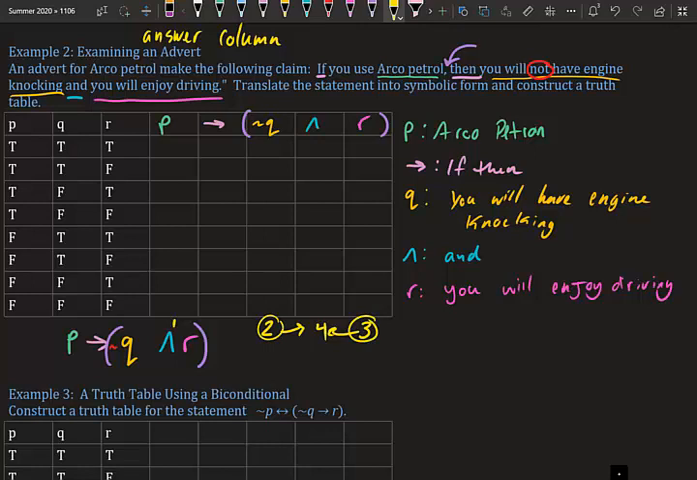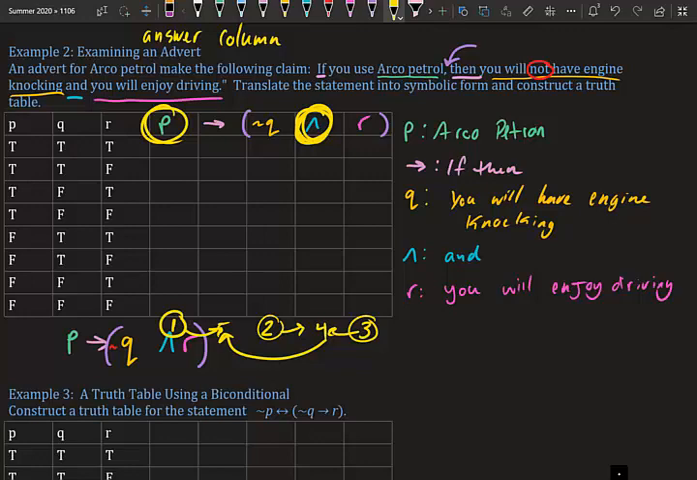And now I need to connect the left side to the right side. And that's going to be column 5. So all of the left side is P. That's all of the left side. The right side is brought together using the and connective. So 1 and 4 give us 5.